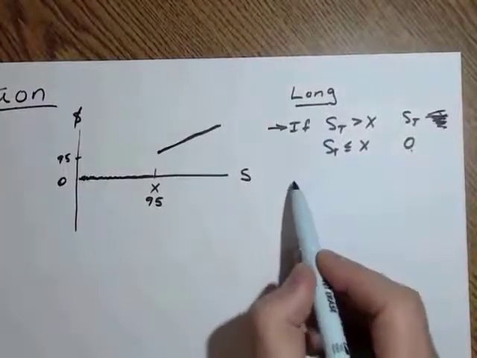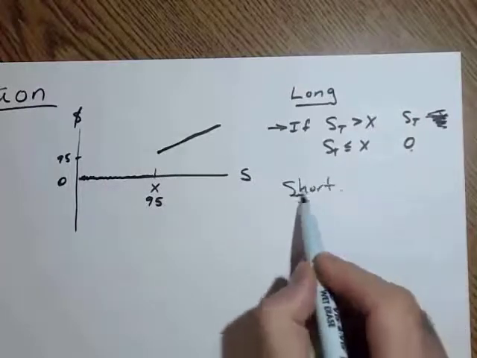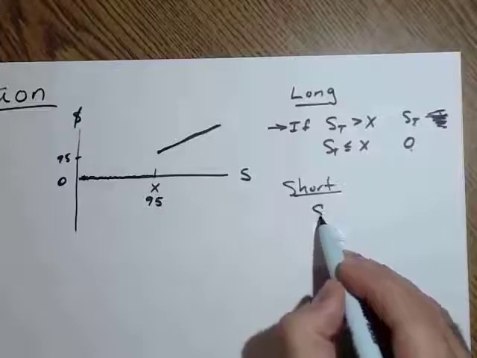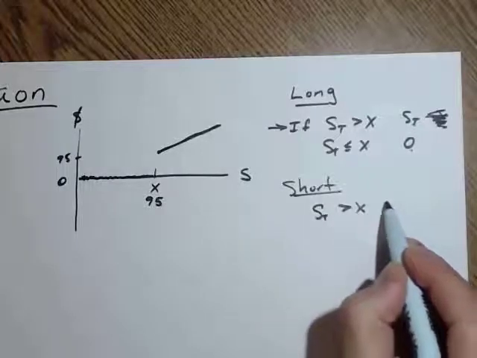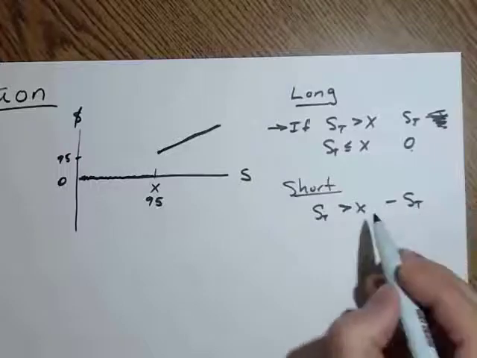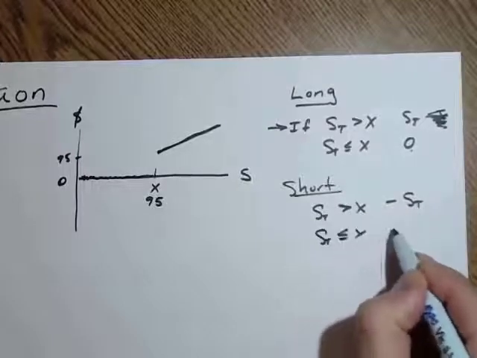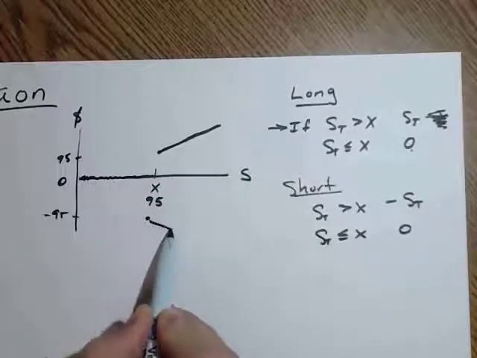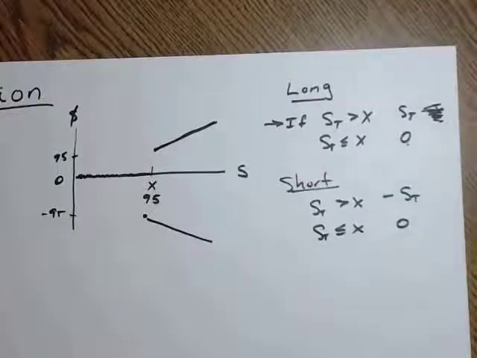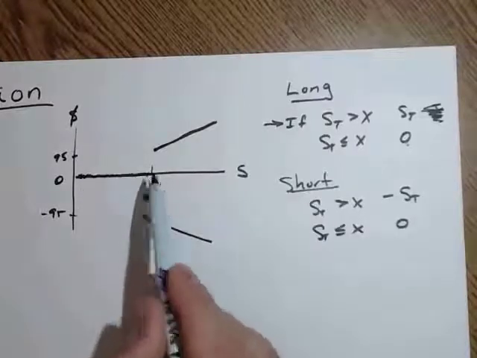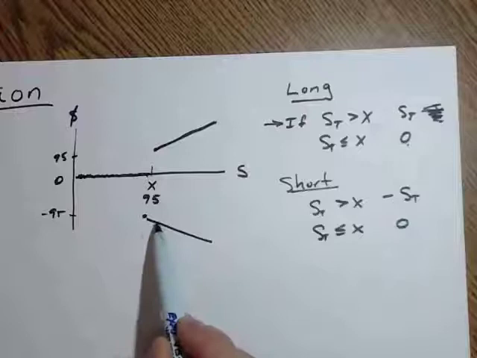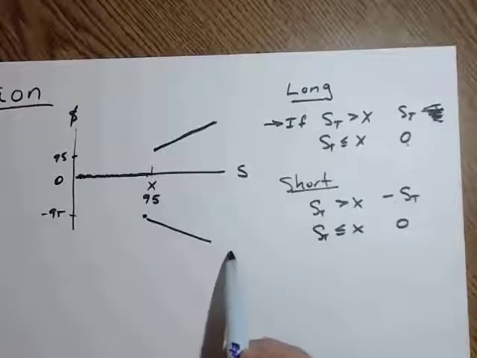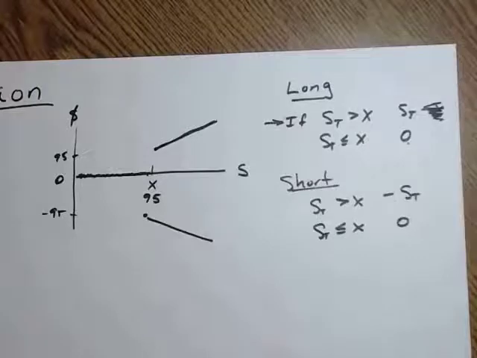Now that's if you're long. If you wanted to look at a short, for example, if the stock price is greater than X, you're going to get minus ST. You're going to have to pay the stock price. And if the stock price is less than or equal to X, you get nothing. So what that'll look like is something like this. It almost looks like a written call component to it. You get nothing if the stock price is less than the strike, and you get minus ST, and the higher the value of the stock at expiration, the more negative you go. So that's not too bad.